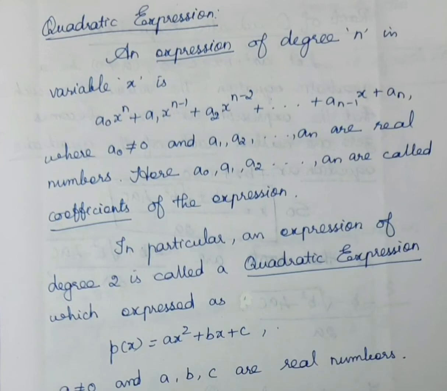Okay. So a0, a1, a2, etc., a n. So how many terms? Totally n plus 1, with the constant term. But the degree is n. But a0 not equal to 0. Since the degree is n, the coefficient should not be 0. That is only mentioned, a0 not equal to 0. And all the remaining coefficients a1, a2, etc., a n are real numbers.